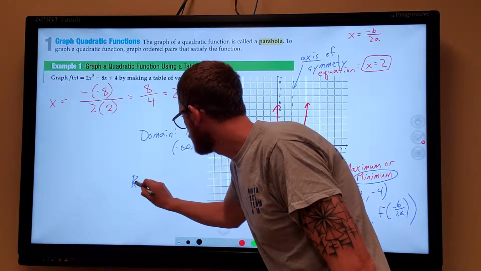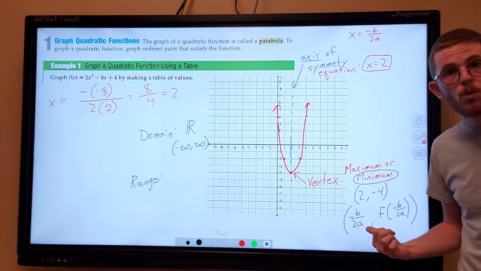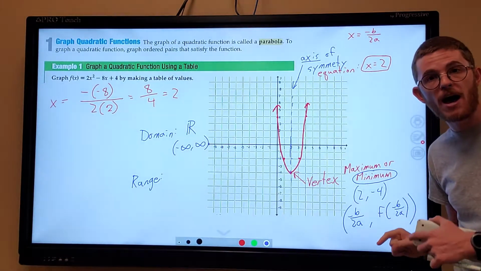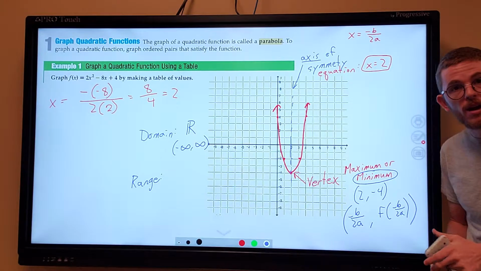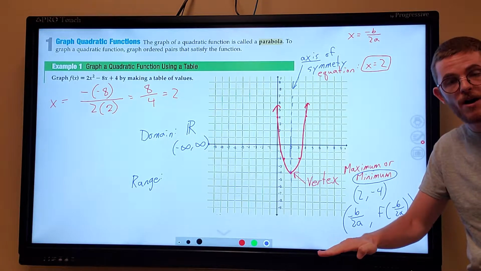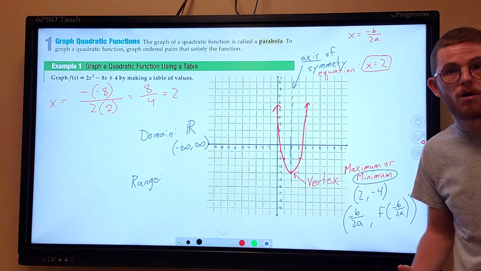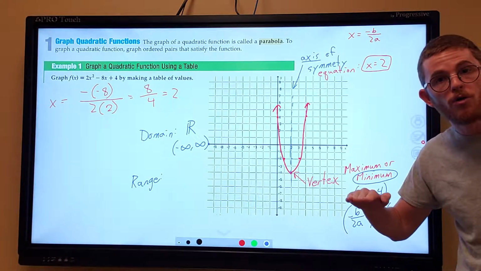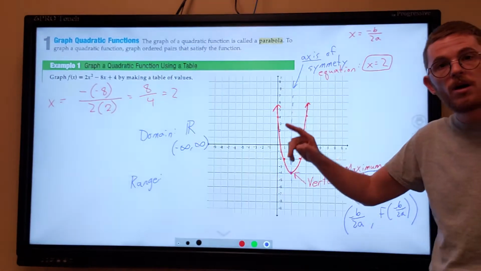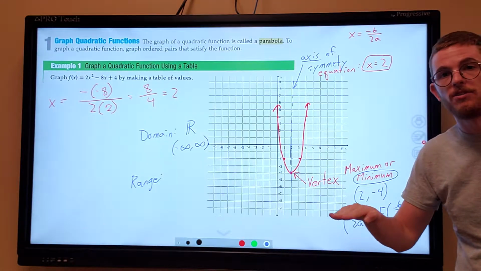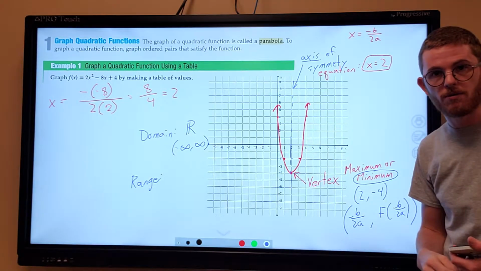The range, it helps that we've talked about our vertex. We know there is a minimum value. That minimum value was negative 4. Negative 4 was the lowest y value. The range is asking for what are the y values. We know the minimum is negative 4, and then it's going up. Negative 4 is the lowest, it is the minimum y value, and then it goes up from there.